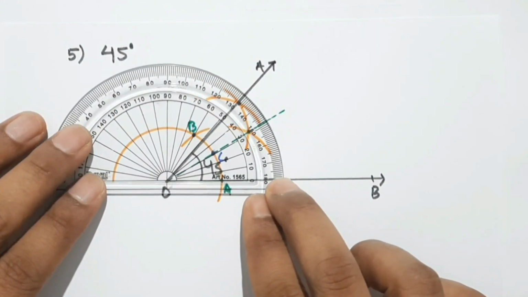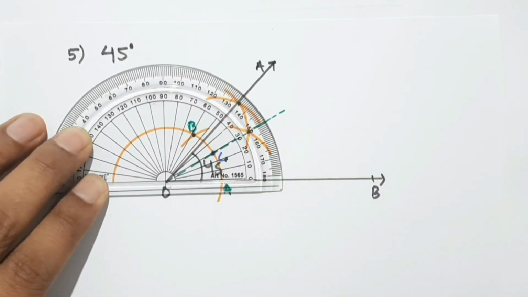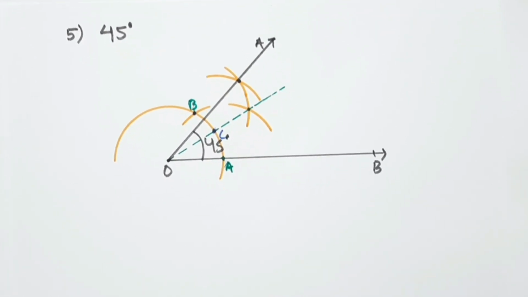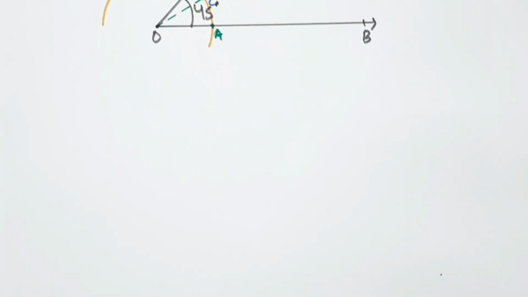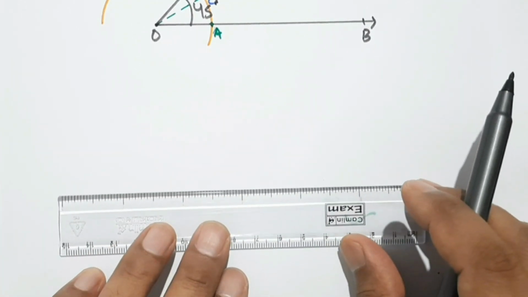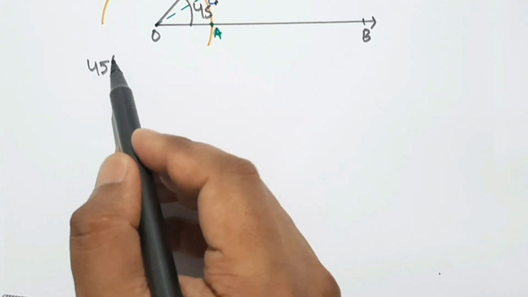Okay, so this is our 45-degree angle. 45-degree angle can be constructed in another way also, so I'll show that way also. Here also, the first few steps are the same. So first, we are constructing a 45-degree angle.